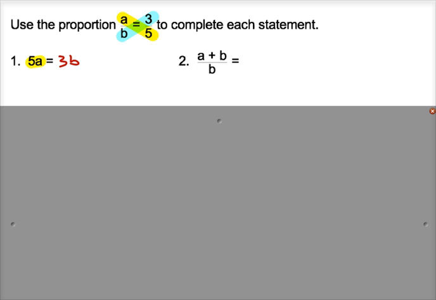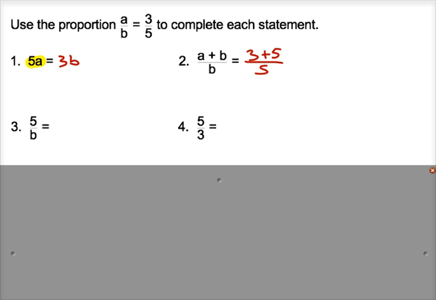Okay. The next problem, number 2. If I look at the fraction on the left, it used to be a over b, now it's a plus b over b. So all they did was add the denominator up into the numerator. So if I do the same thing with the fraction on the right, adding the denominator up into the numerator, I'd get 3 plus 5 all over 5. And if you want to combine it to 8 over 5, that's okay.